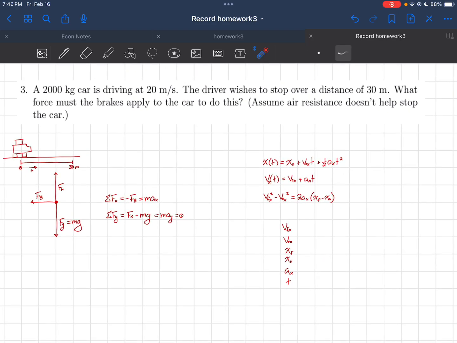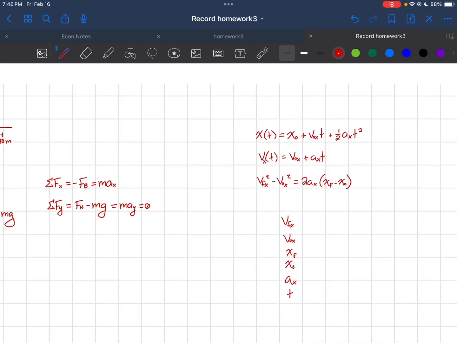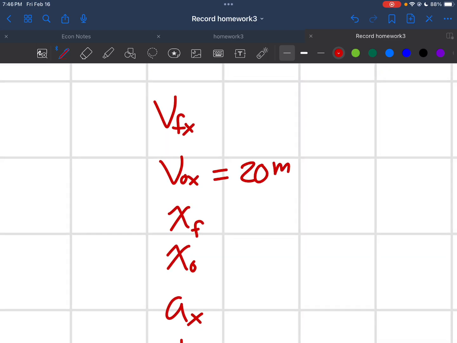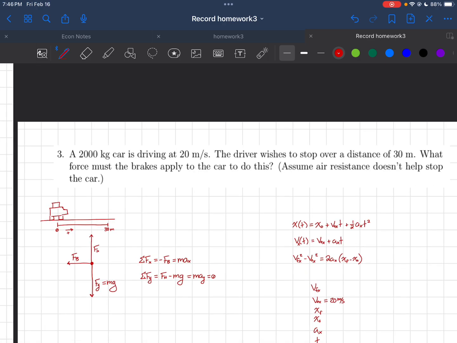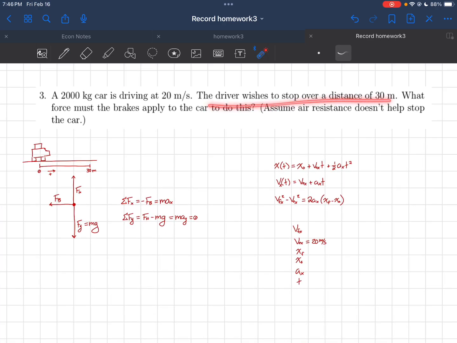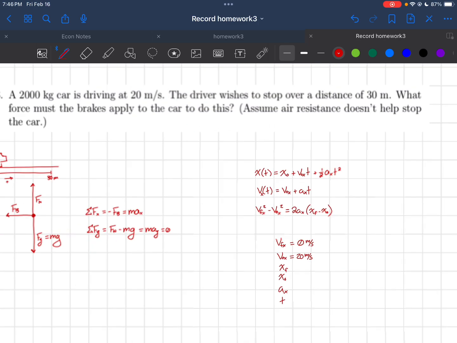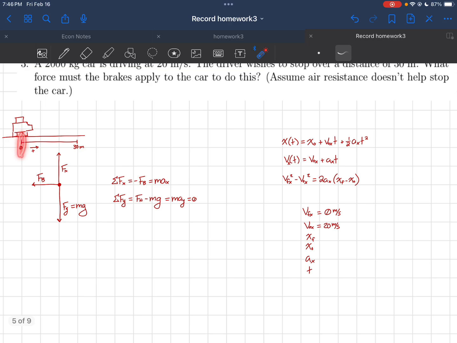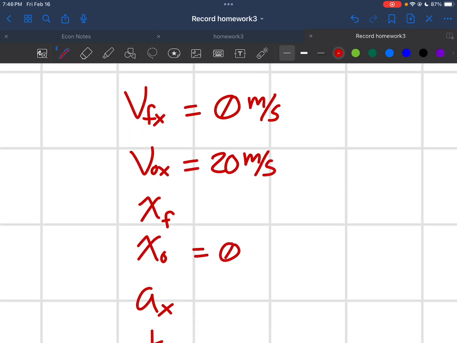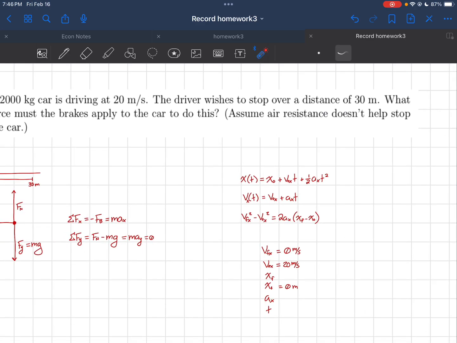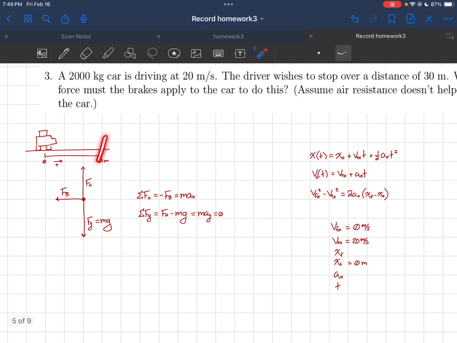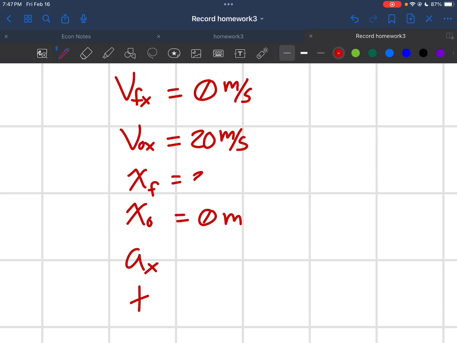And we get to figure out which of these we know and which we do not know. Well, I know that the car is driving at 20 meters per second to start. That's going to be my initial velocity. And then I know that the driver wants to come to a stop, which means that my final velocity is 0 meters per second. I also know that I set my initial position of the car at 0. I just said that was a thing that was true. But I also know that we want to stop over a distance of 30 meters, which means my final position, where I have that final velocity, will be at 30 meters.